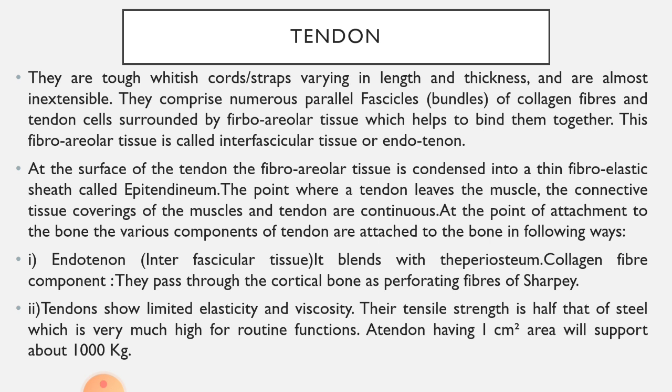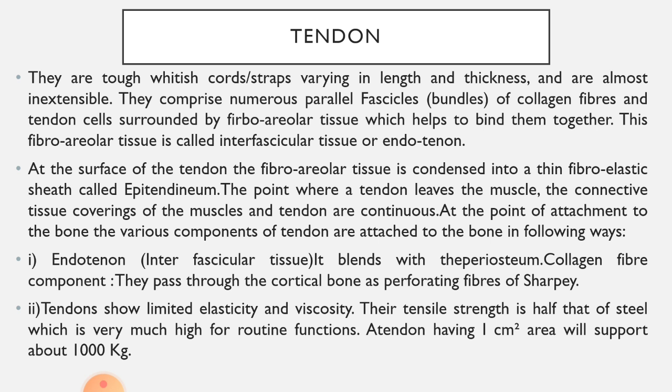This fibroareolar tissue is called the interfascicular tissue or endotendon, that we studied is composed of the fibroareolar tissue, that is a type of connective tissue which helps to bind them together. At the surface of the tendon, the fibroareolar tissue is condensed into a thin fibroelastic sheet called the epitendon. The point where a tendon leaves the muscle, the connective tissue covering of the muscle and the tendon are continuous.